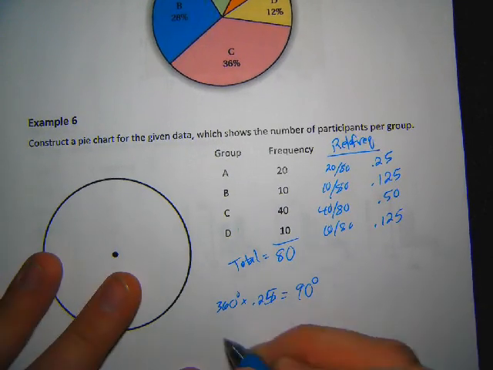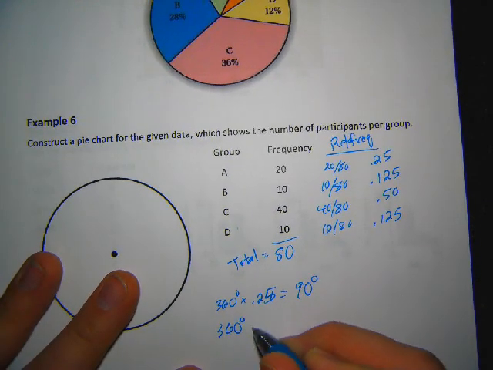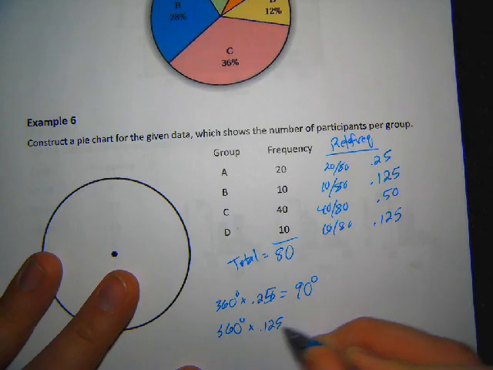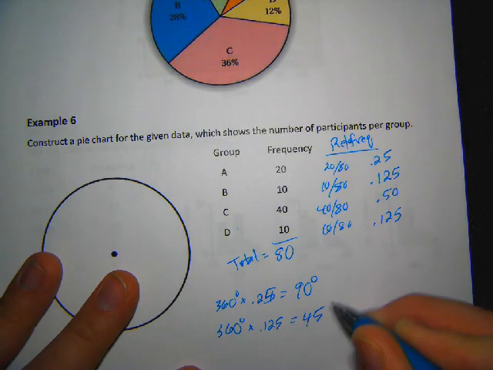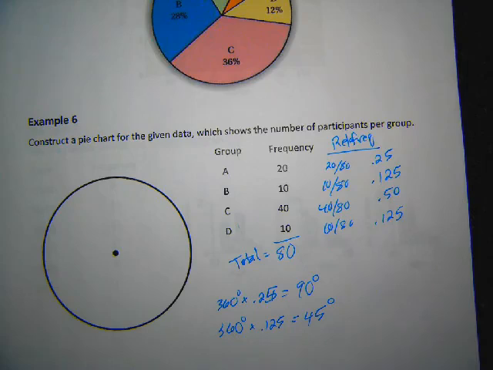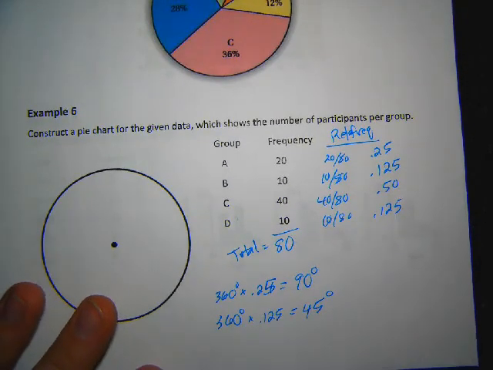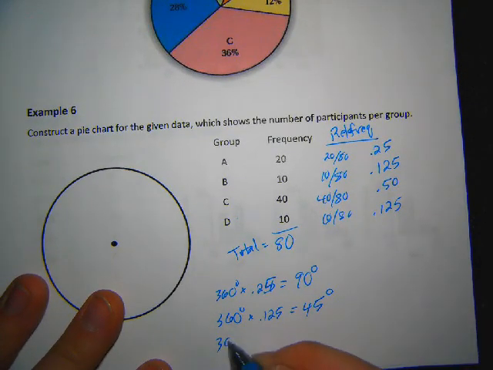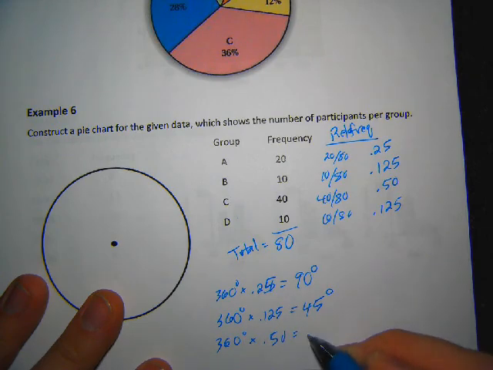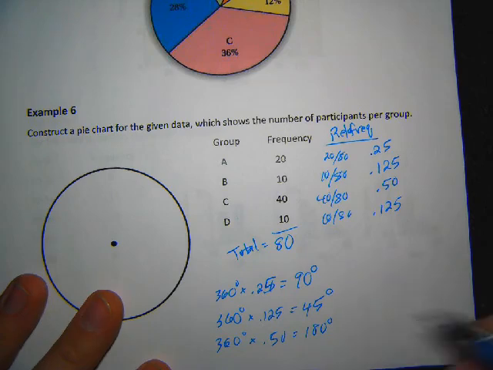If I did 360 degrees times 0.125, I would get 45 degrees. The angle's half as big, so we're going half as much. You can check in your calculator. And 360 degrees times 0.5, or 50%, is going to be 180 degrees. That's half a circle.